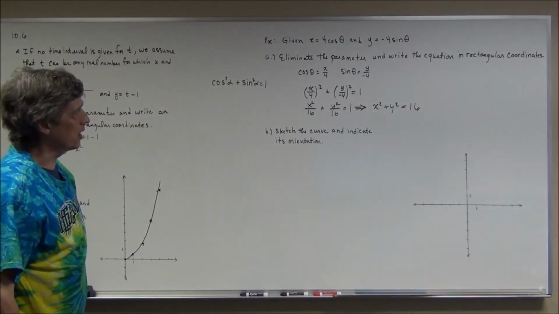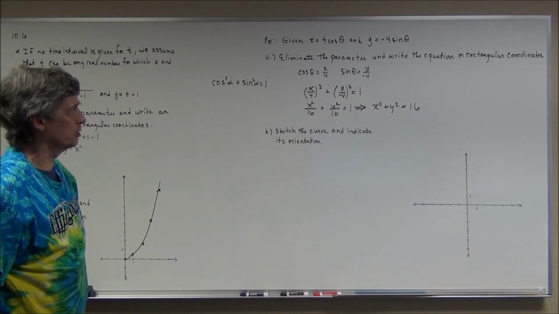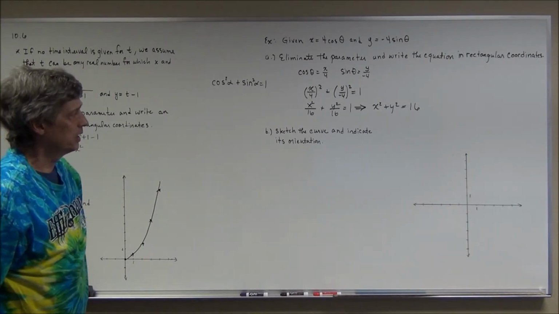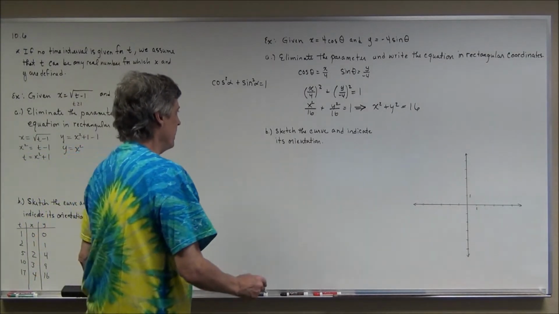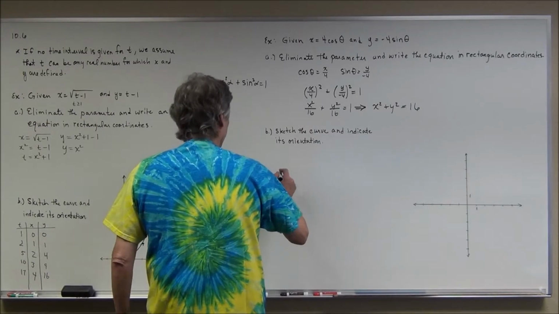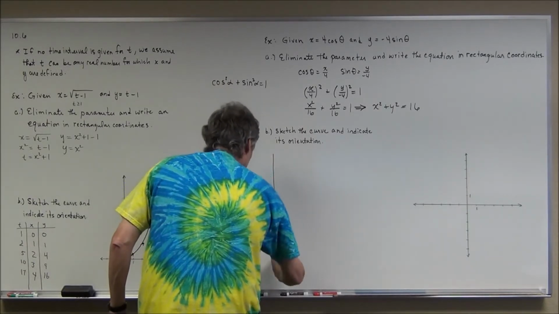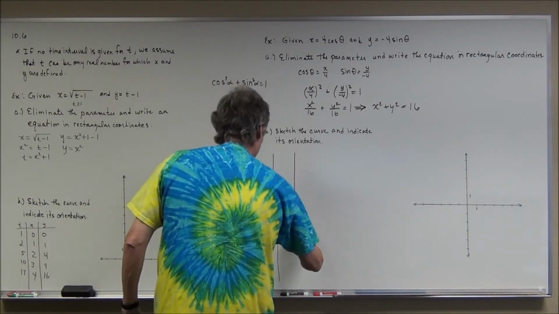And as I mentioned, we know what that is. That's a circle with center 0, 0 and radius 4. So let's see if we get that sketch by plugging in some values here. I'm going to make a double T chart like I said before.